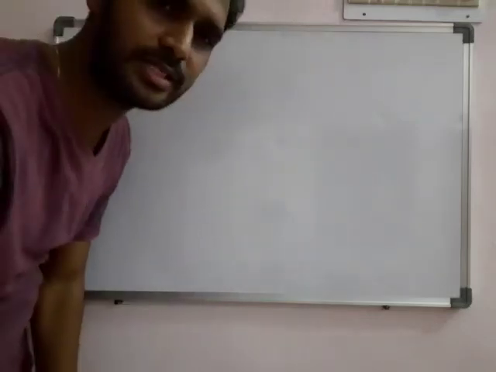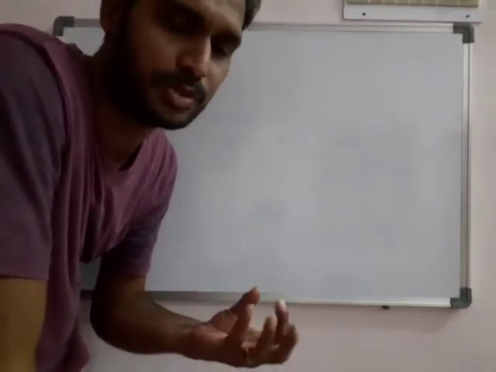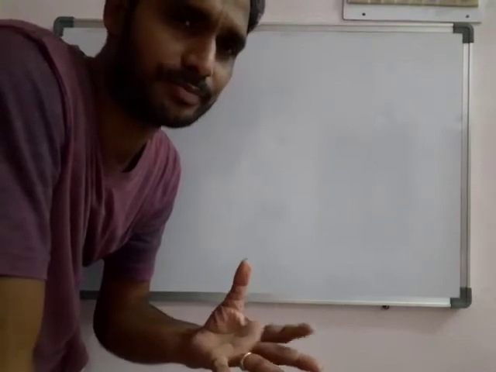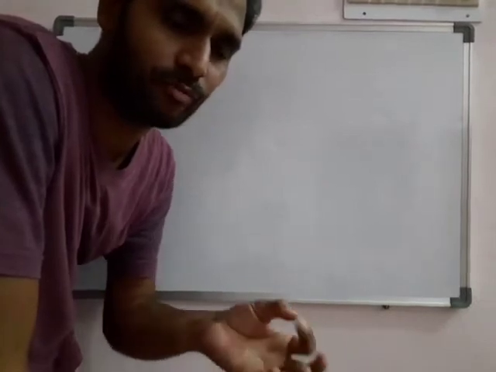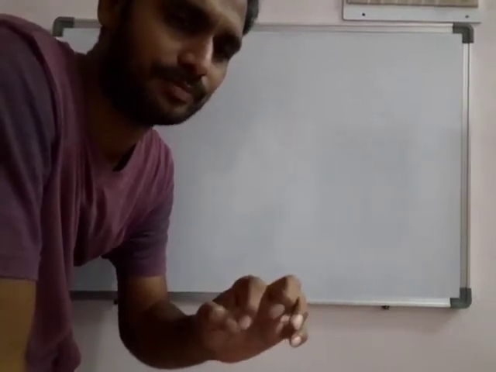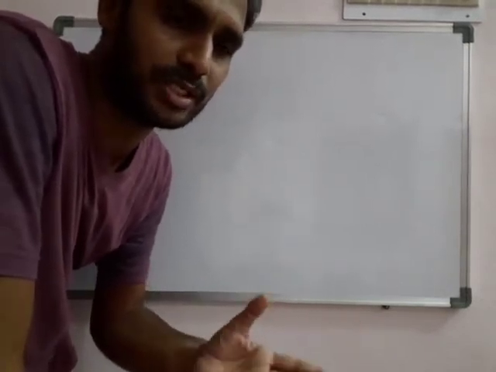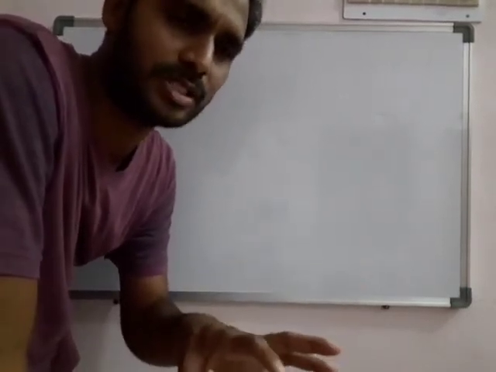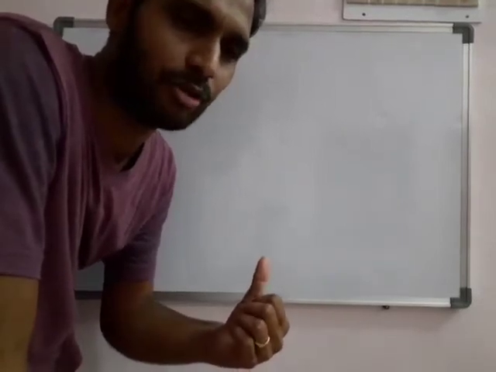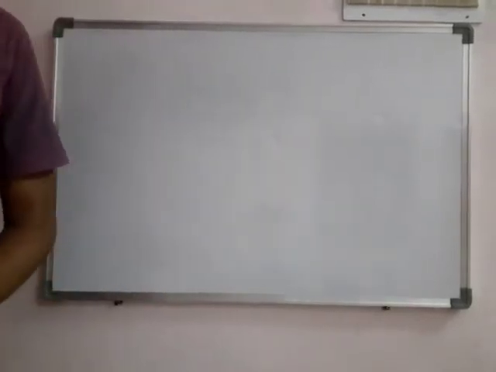So in the last session we discussed disproportionation reactions. What are disproportionation reactions? You remember? The redox reactions in which the same element undergoes oxidation and also reduction are called disproportionation reactions. Now we are discussing comproportionation reactions, which are the same type of reactions but exactly reverse.